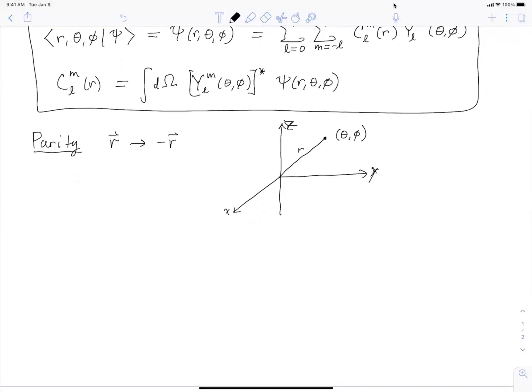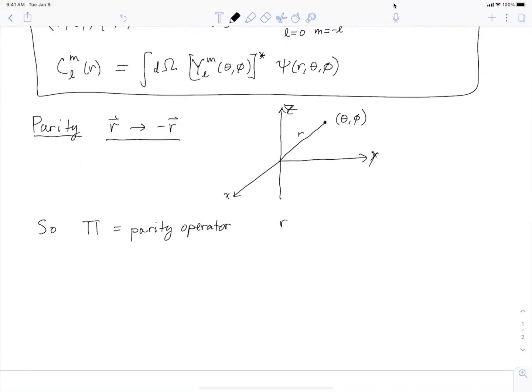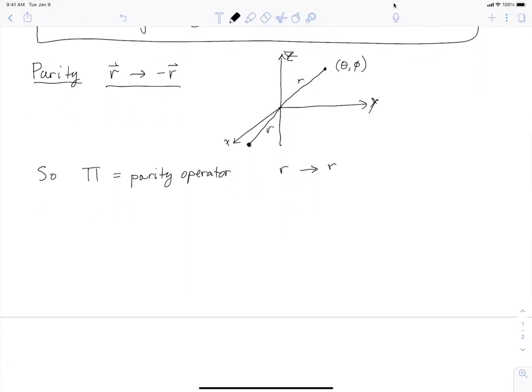If we take the vector r and replace it by minus r, what are we doing? The parity operator pi is doing the following. First of all, it's taking the radial coordinate r and replacing it by itself. We can't fall into the trap of saying it's taking it to minus r, because when I reflect this particle through the origin, it's still the same distance from the origin. The radial coordinate is never negative. But theta gets replaced by pi minus theta, which is equivalent to saying that sine theta is being replaced by itself, and cosine theta is being replaced by minus cosine theta.